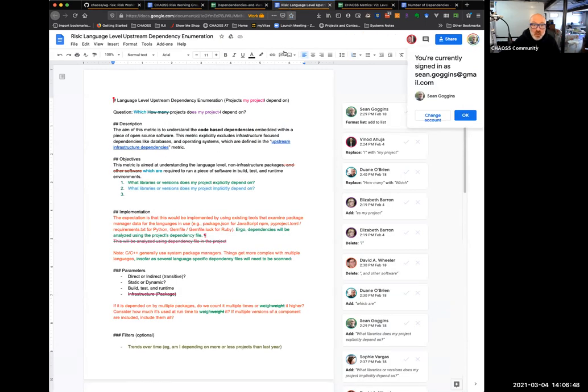And last week, we started active work on the first of these MVP metrics, which evolves to language level upstream dependency enumeration. And so upstream and downstream, we all talk about those words, and often they become words people are confused about. And so these are projects that the project you're working on depend upon. And this is the work that we started to do. So part of each of these meetings is actively working on some of these MVP metrics.